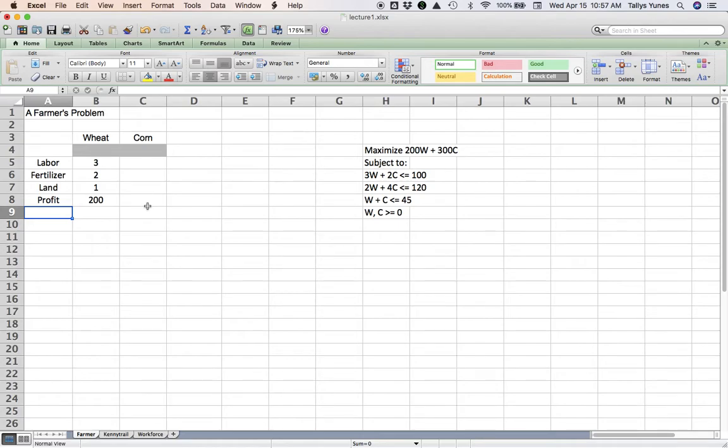Let's do the same thing for corn. The numbers are 2, 4, 1, and 300. Great.